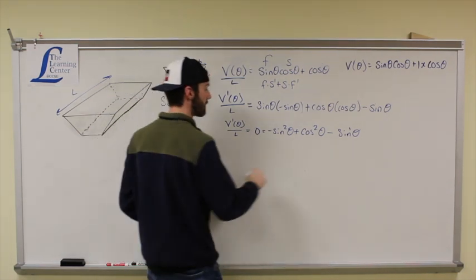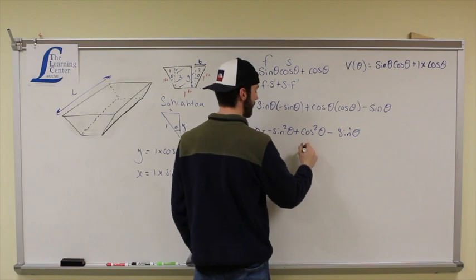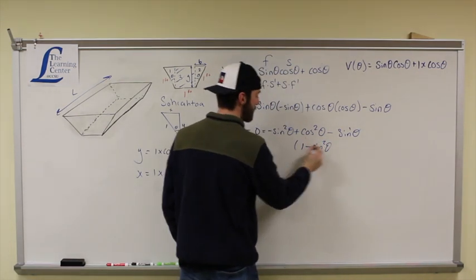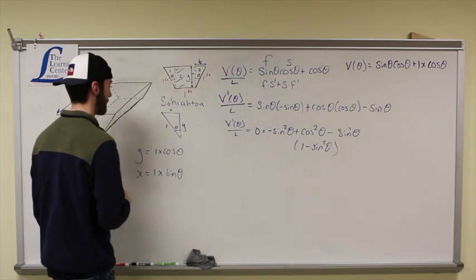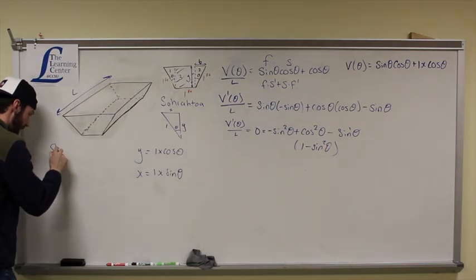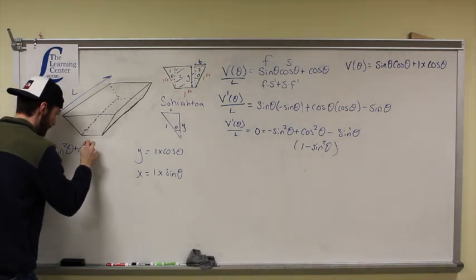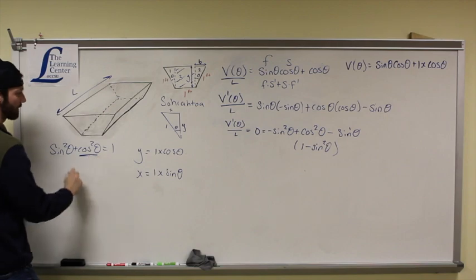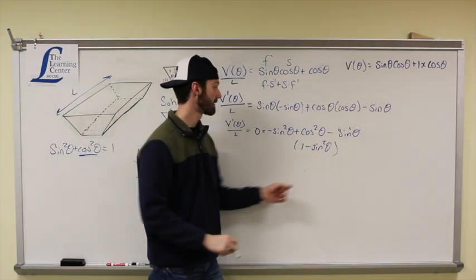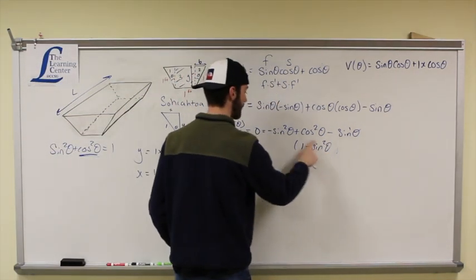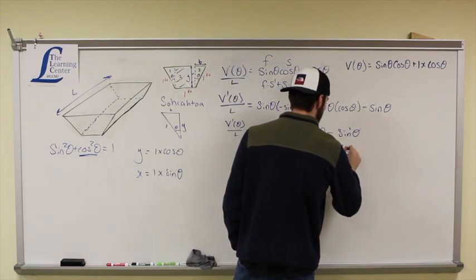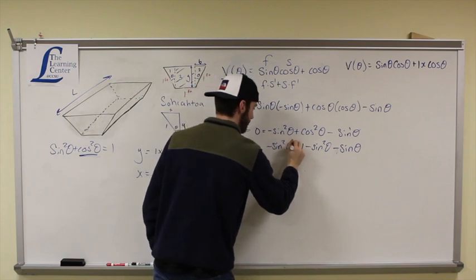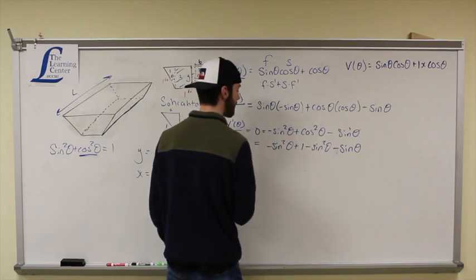So what I'm going to do is turn this guy, I'm going to replace him with 1 minus sine squared theta. And you can come up with that if you remember sine squared theta plus cosine squared theta equals 1. Solving for cosine squared theta, you'll end up with this. So now I'm going to pop that guy in. Minus sine theta minus sine squared theta. That's still equal to 0.